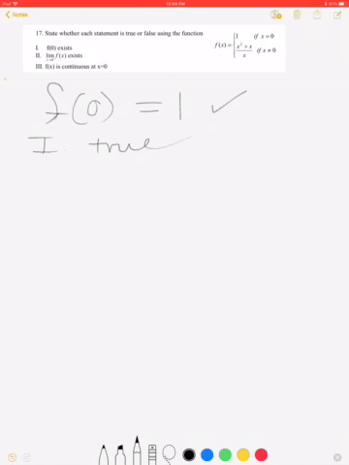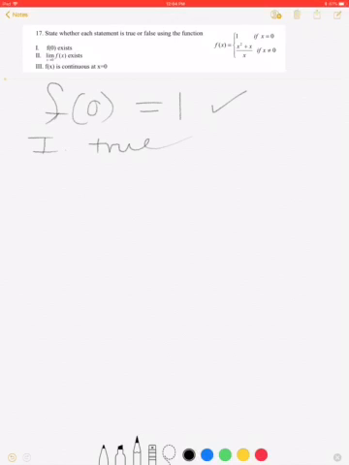All right, item 2, the limit as x approaches 0 exists. Well, we know to determine if the limit exists, we have to check the limit from the left and the limit from the right and all of that. If we plug in 0, we know the actual value is 1.